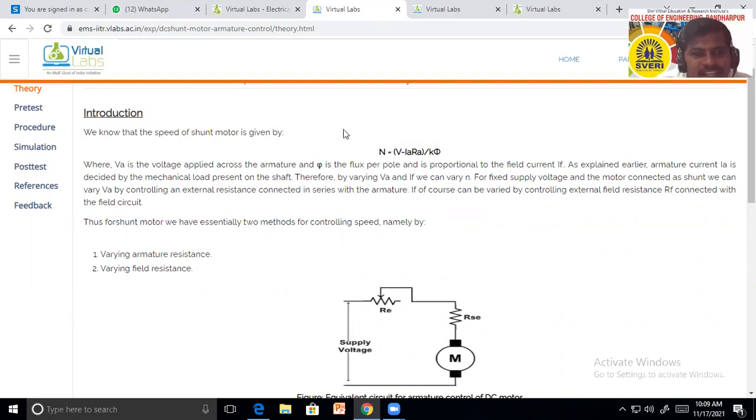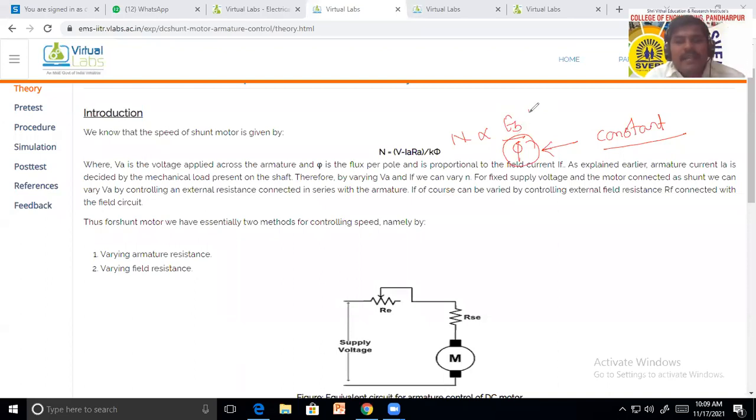Again it comes to the equation. So this equation becomes N is directly proportional to EB divided by phi. In this situation we are maintaining flux phi constant. That means by increasing the value of EB, the speed will increase. By reducing the value of EB, the speed decreases.